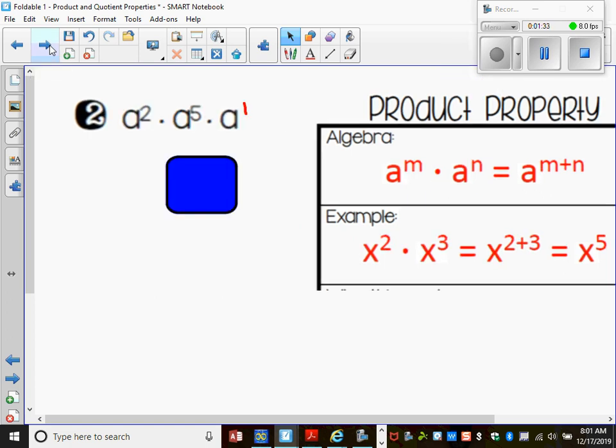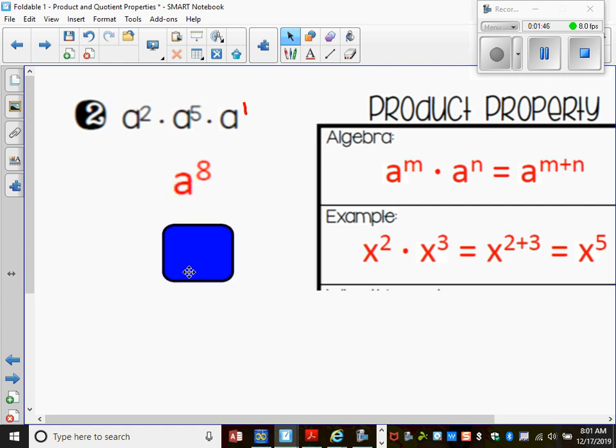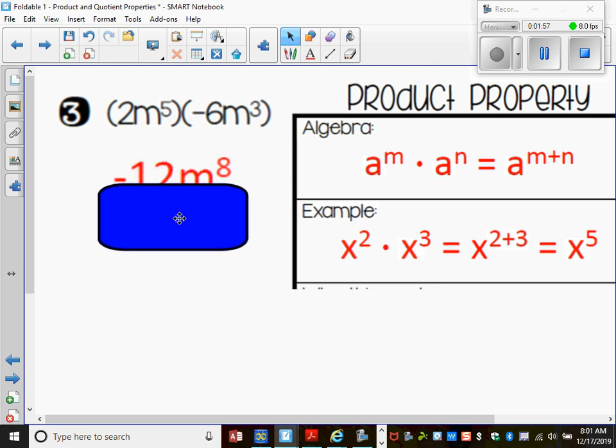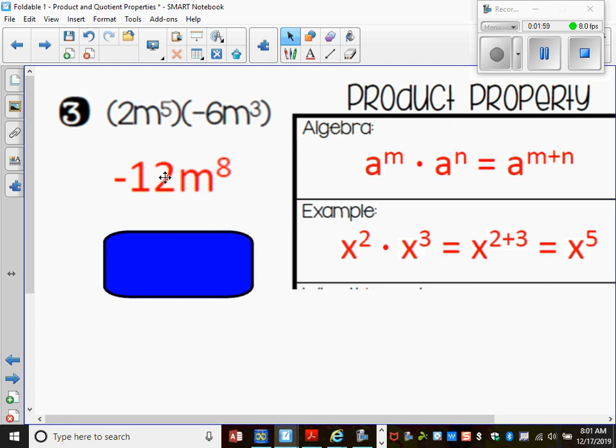Okay. Number 2, remember there's an invisible 1 here. So keep that in mind, because every base has an exponent. And when you don't see it, it is the number 1. So you just add 2 plus 5 plus 1. Okay, you get a total of a to the 8th. Number 3, this one actually has a -6 and a -2. And since this is multiplication, we are multiplying them together. And then we add the exponent. So that's -12 m to the 8th.